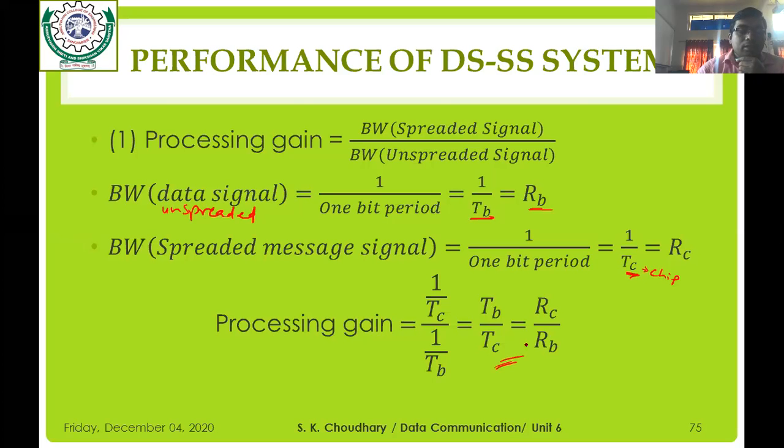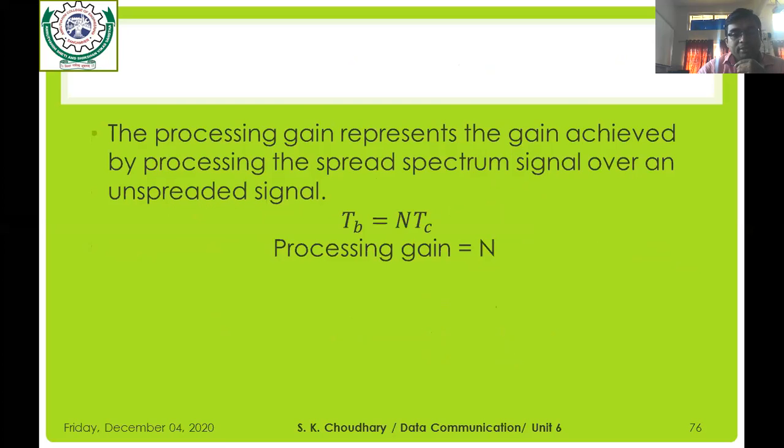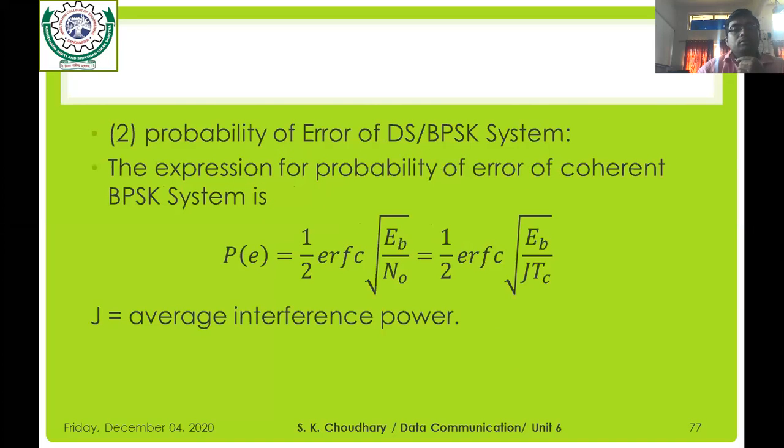The second performance parameter is the probability of error of the direct sequence BPSK system. The expression for the probability of error of the coherent BPSK signal is Pe equals 1/2 erfc, where erfc is the complementary error function, of the square root of Eb/N0. Eb is the energy of the bit, and N0 is the average noise power. So it is the ratio of average signal to noise power.